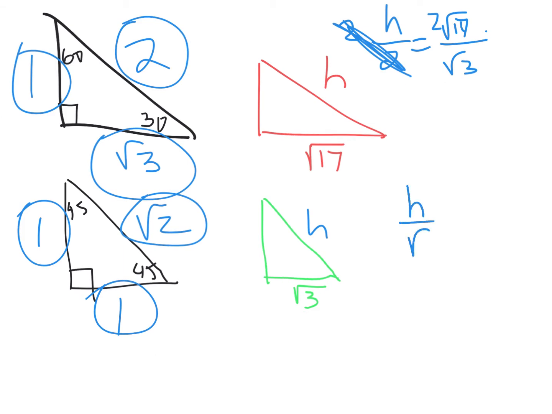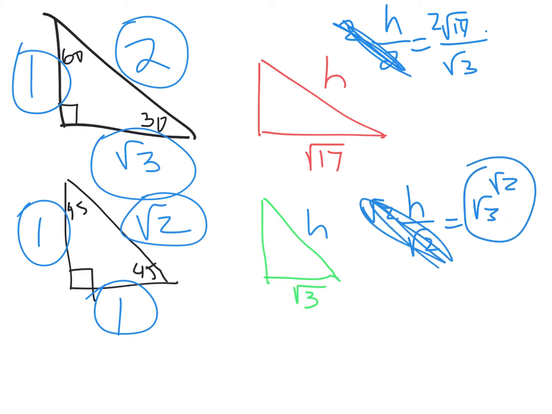Okay, the bottom one. H is to root 2, like root 3 is to 1, but that's just root 3. I'm going to multiply both sides by root 2. If you were extra smart and said root 6, I'm impressed. H is root 6. Any questions about that one?